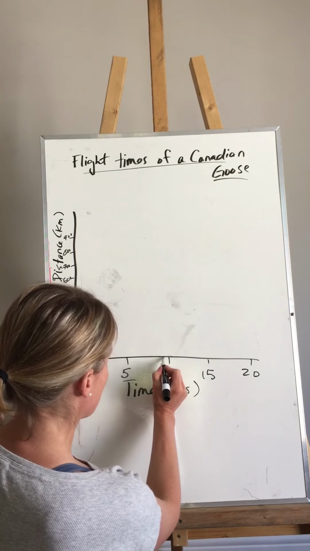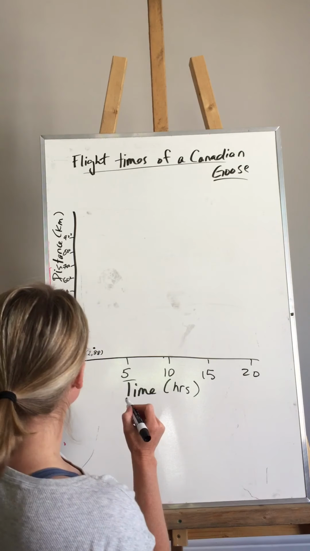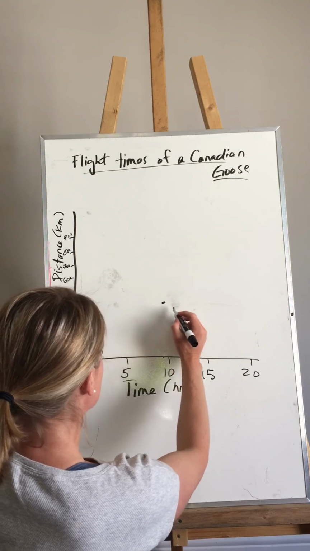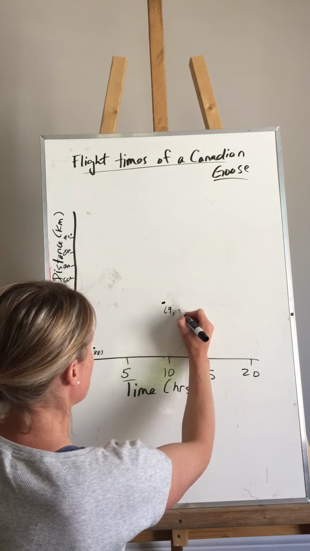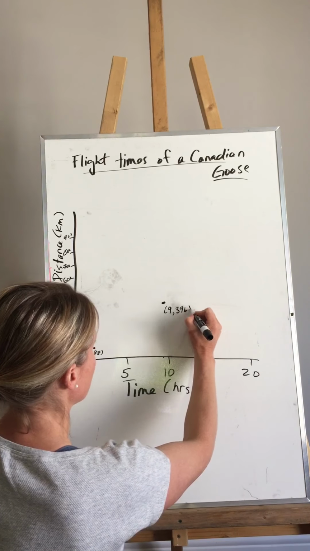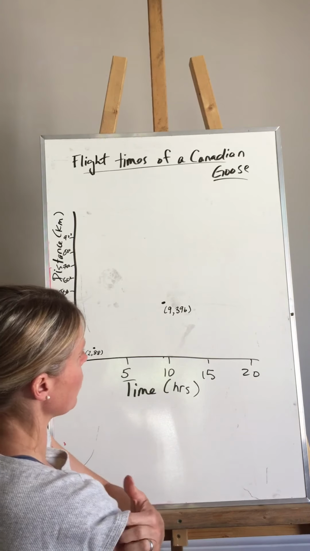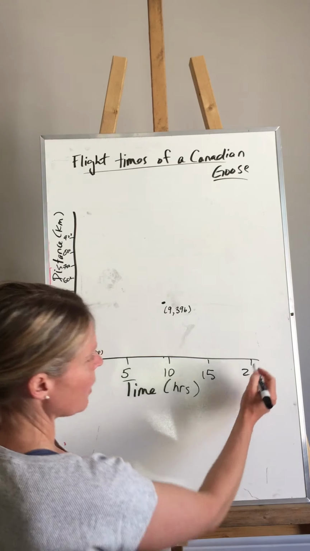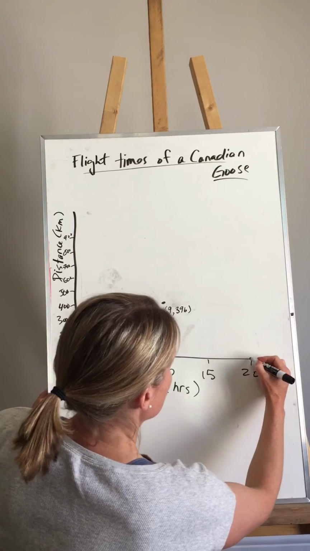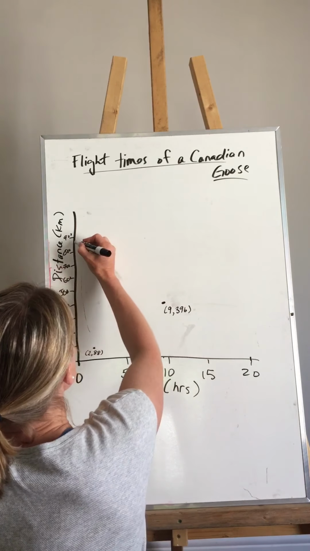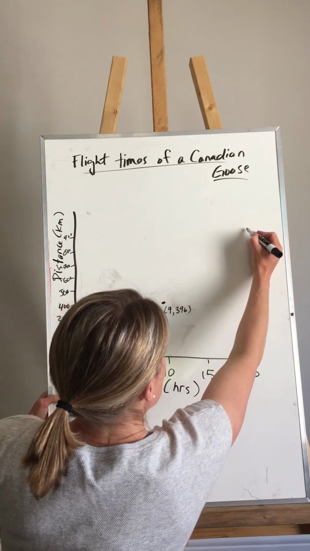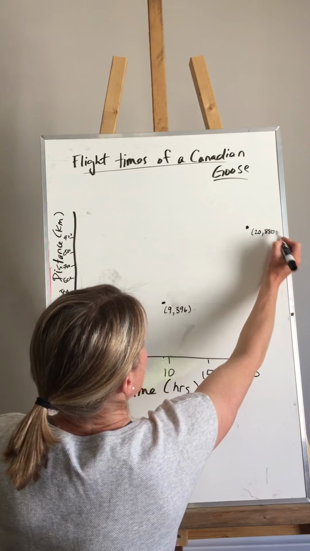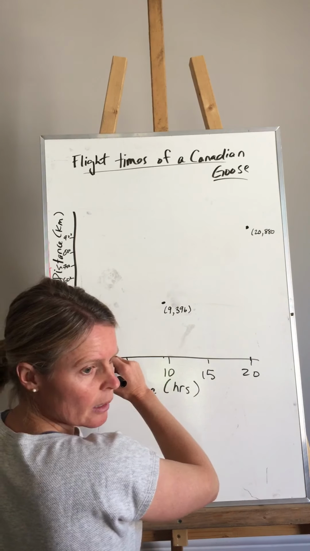9, so that's before, that's around 9, and 396, that's going to be just below the 400, so say that's around there. Okay, so that point is 9 and 396. So 9 hours, the goose has gone 396 kilometers. And I'll just put one more point on, so that is 20 and 880, so just below the 900, so around here. Okay, and that's 20, 880. So I'll just connect that.